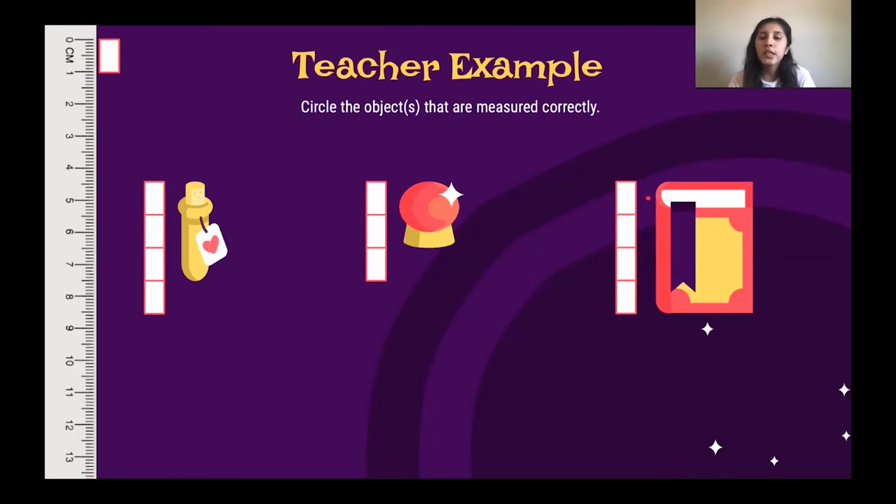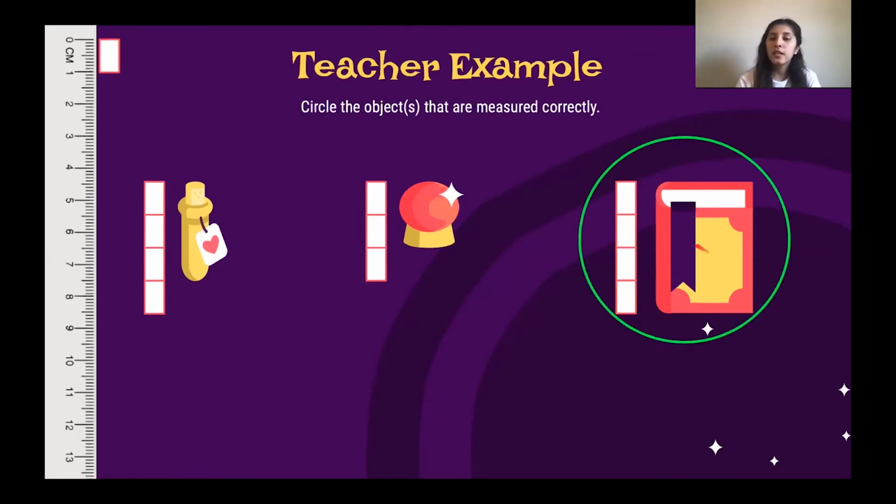Okay, now let's look at this one. So this is the book. This is our endpoint, our starting point, and our ending point. So if we go here, we go 1, 2, 3, 4. Look, the lines connect. So it looks like it's measuring it correctly, right? So the spell book is measured correctly.